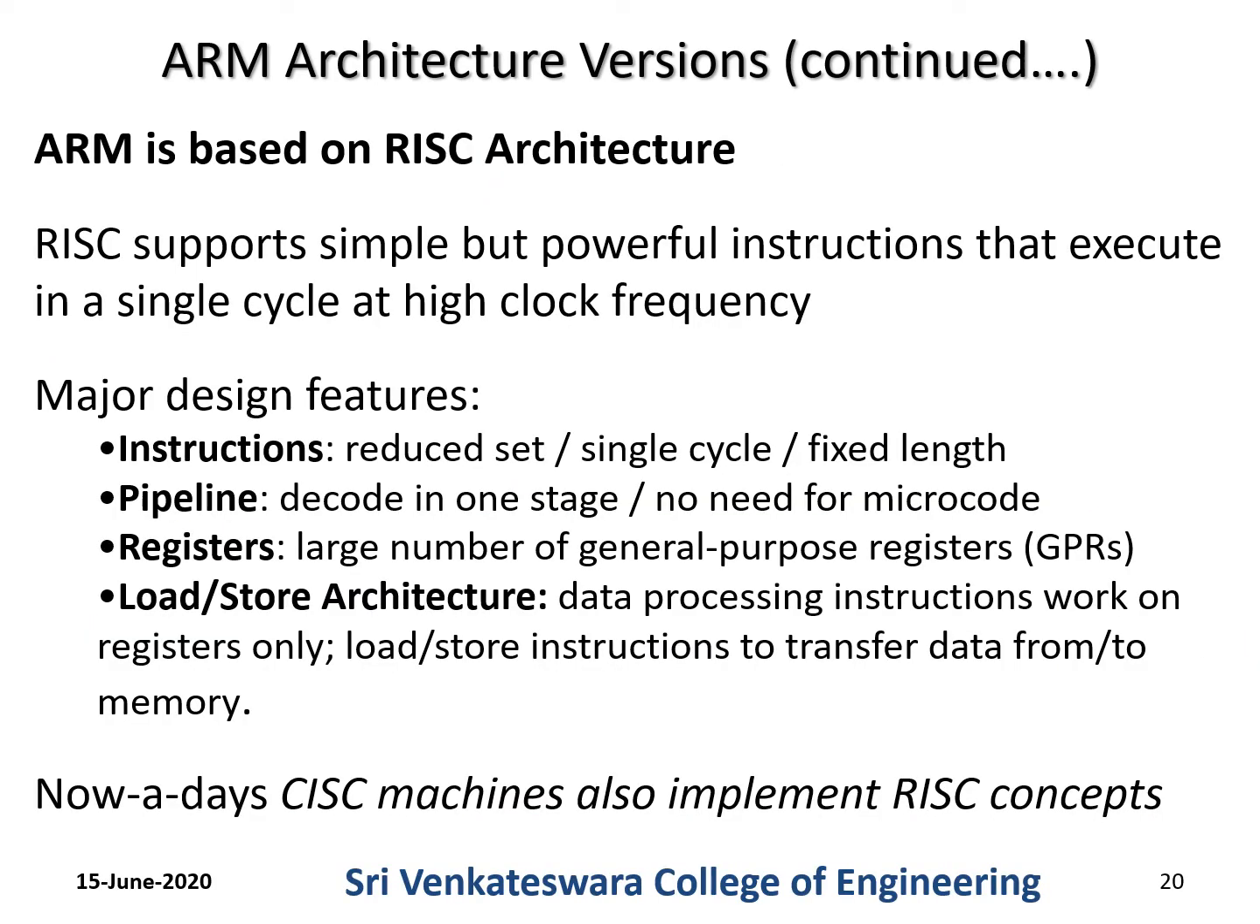ARM is based on RISC architecture. RISC supports simple but powerful instructions which can be executed in a single cycle, and the period of each cycle is very less, which means that it can be operated at high clock frequencies. The major design features of RISC architectures are instructions, pipeline, registers, and load store architecture.